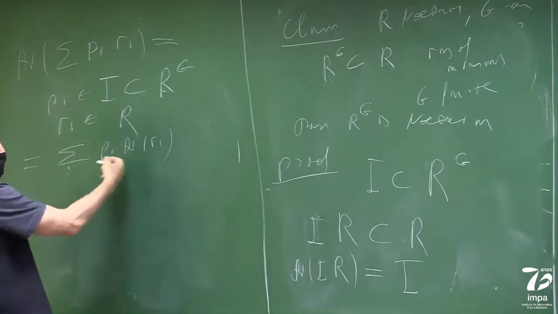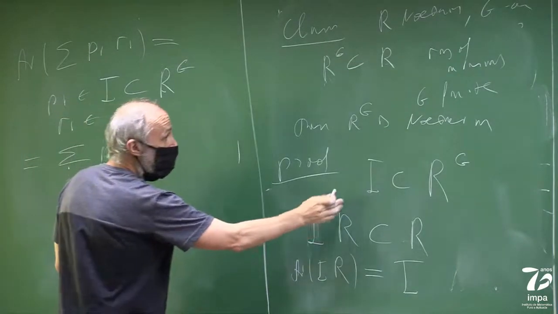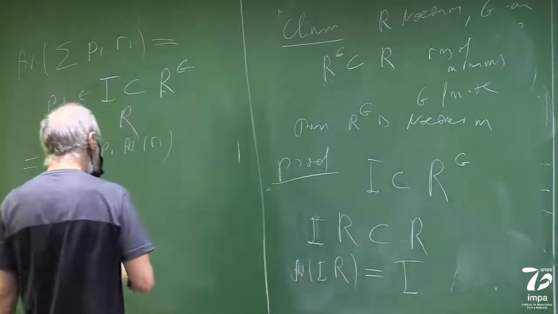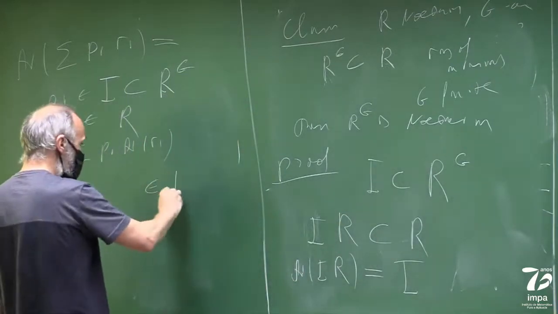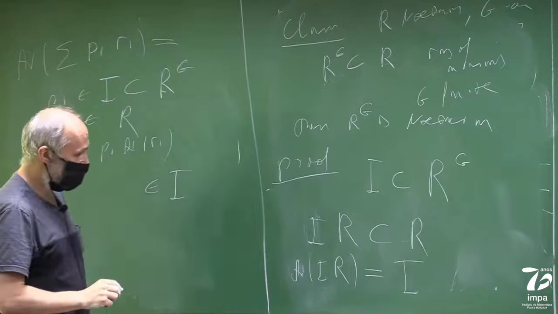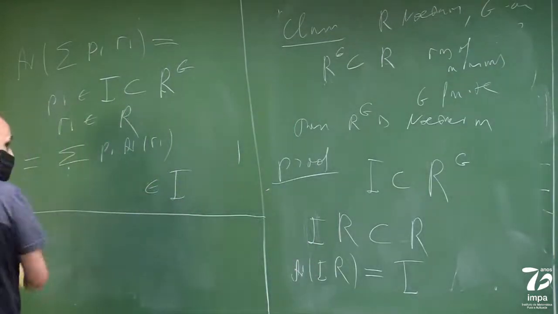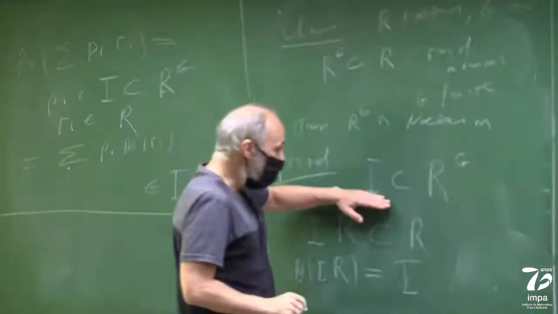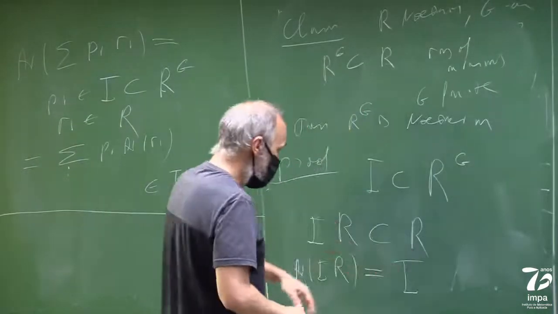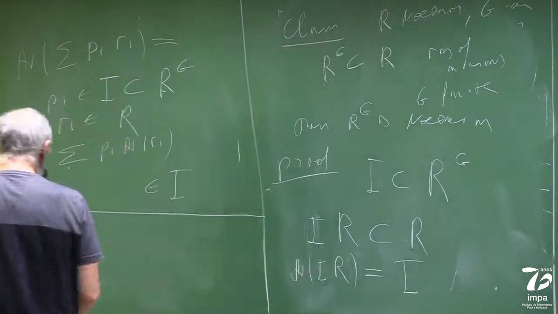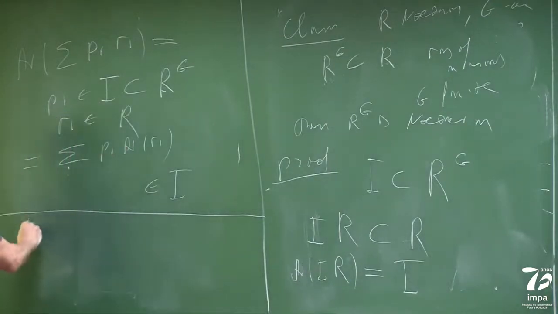And this gives you I, because the averaging of Ri belongs to RG. It's an invariant element, so it belongs to I. Good, so if you have an ideal inside I, you can move it to R, and you can recover it back. So now suppose you have a chain of ideals.